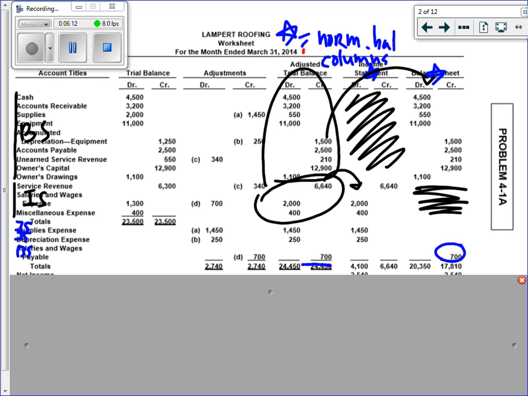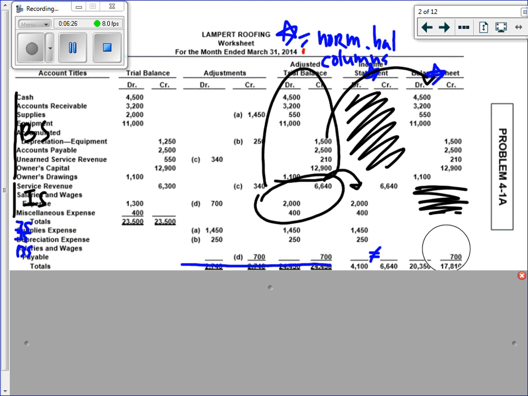So you've done this already. You can just write in the totals. You don't have to sit and add them yourselves. You can just write them in based off the answer key. But the big thing that you'll see is the debits do not equal the credits.